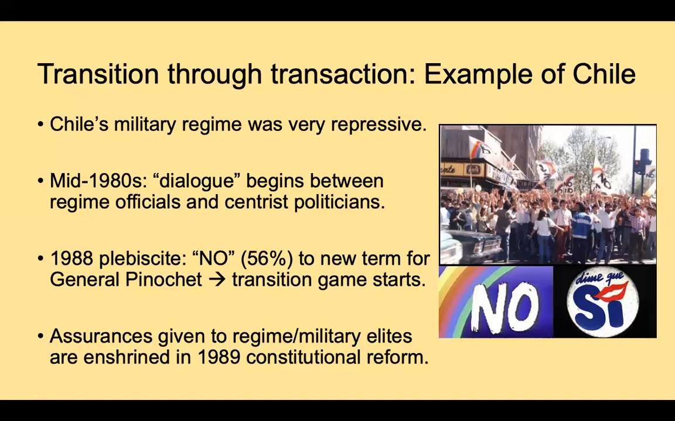And so what I want to point out to you is that even after General Pinochet lost the plebiscite for a new term, the military was still able to extract important concessions through the 1989 constitutional reform. A year after that election took place, they still obtained all of those benefits. What that means then is that even after they lost the election, they still weren't going to leave power unless they obtained those concessions. This is the essence of a transition through transaction, a negotiated kind of agreement or a bargain that results in assurances given to the outgoing regime elite in exchange for leaving power.